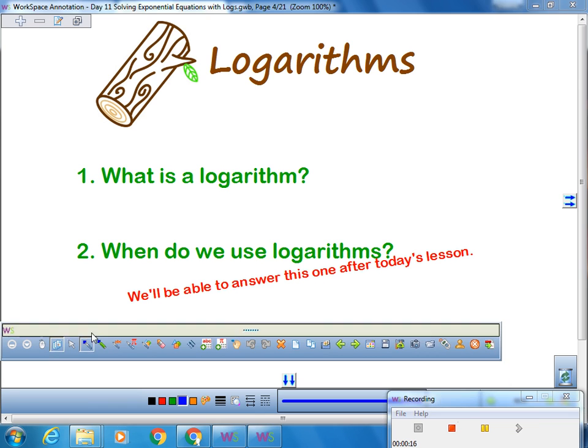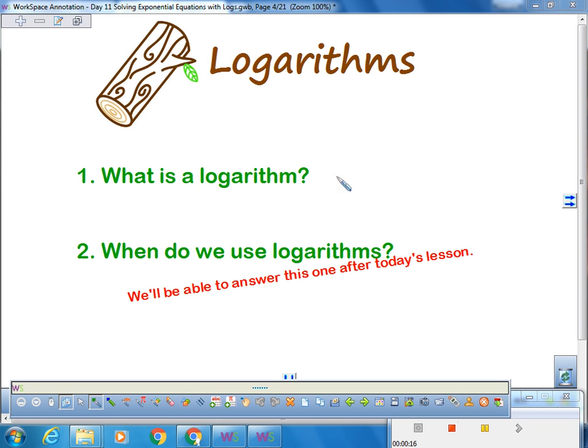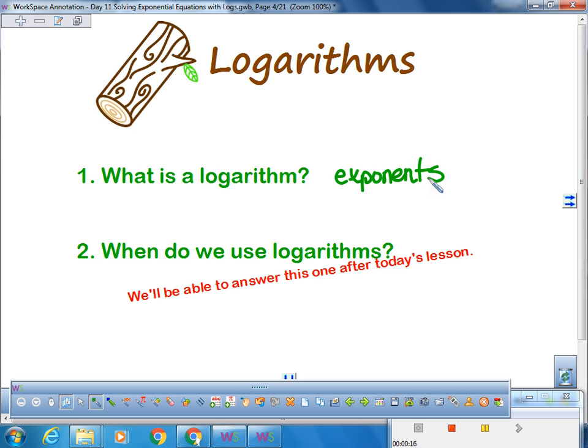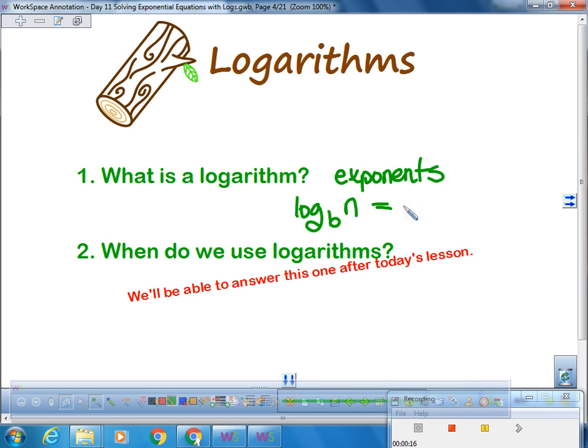Logarithms are exponents. You can write it like this. Log base b of a number is equal to an exponent. Logs are equal to exponents. Logs are exponents. Okay? This is how we find these. When we're trying to solve for an exponent, we take the inverse, which is a log, to find the exponent. That's what we use them for. That's what we're going to do today. Alrighty.